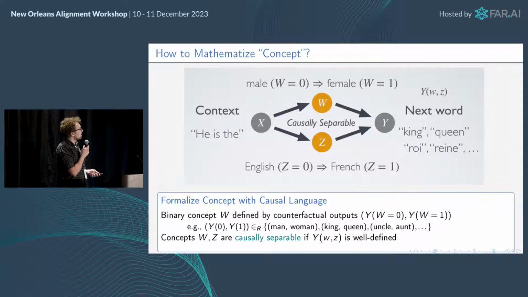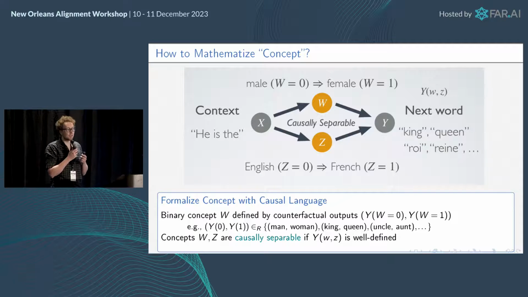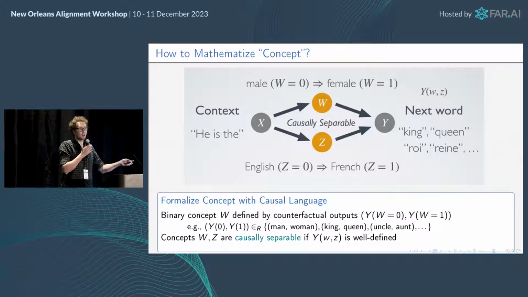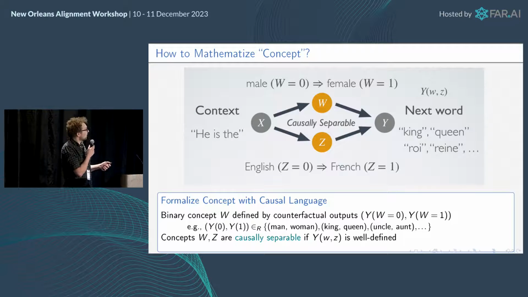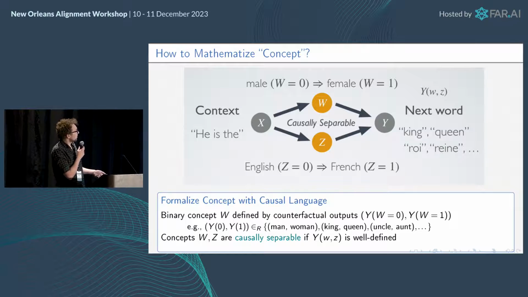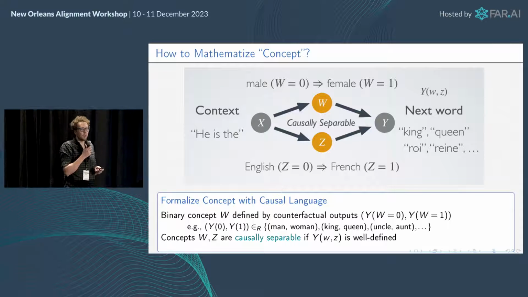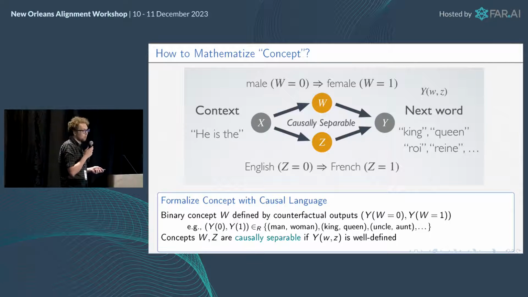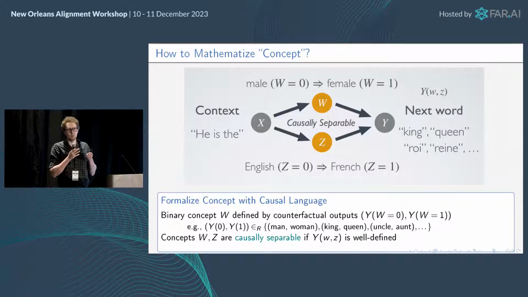We're going to consider the running example of sex and language. Is this male or female? Is this English or French? These are things that we can change in a way that coherently affects the output. We can view these either as latent variables in between the prompt and the output, or as counterfactual pairs of outputs, where we say things like king and queen vary exactly on this concept, and so that illustrates what the concept is.